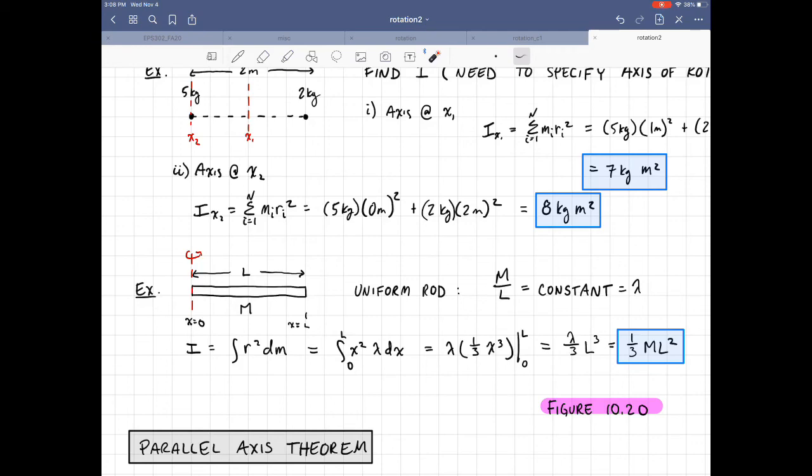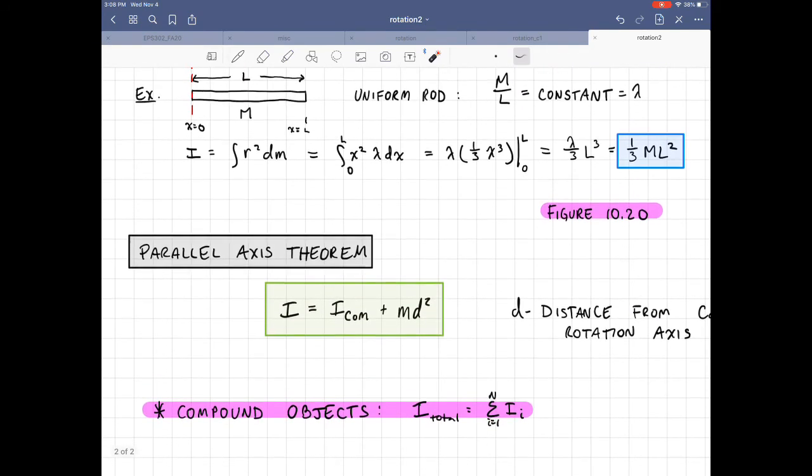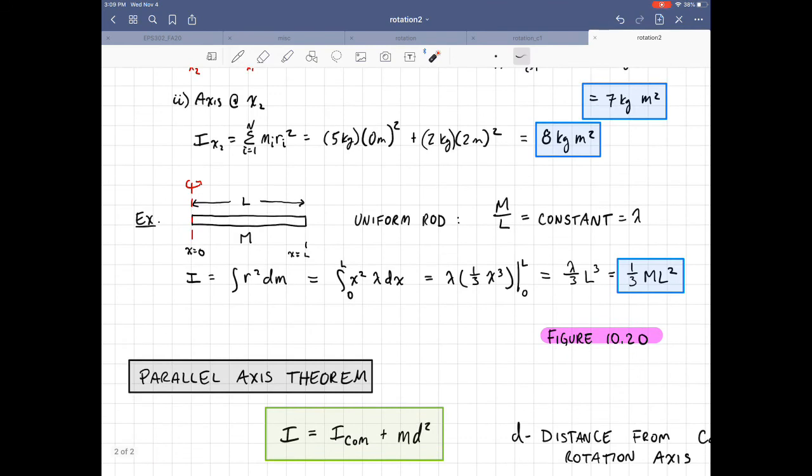And so the last thing that I want to mention here is that if you know the moment of inertia about the center of mass of your object, then you can immediately find the moment of inertia some distance d away using what's known as the parallel axis theorem. And so the parallel axis theorem says that the moment of inertia, a distance d away from the center of mass, is just the moment of inertia at the location of the center of mass.